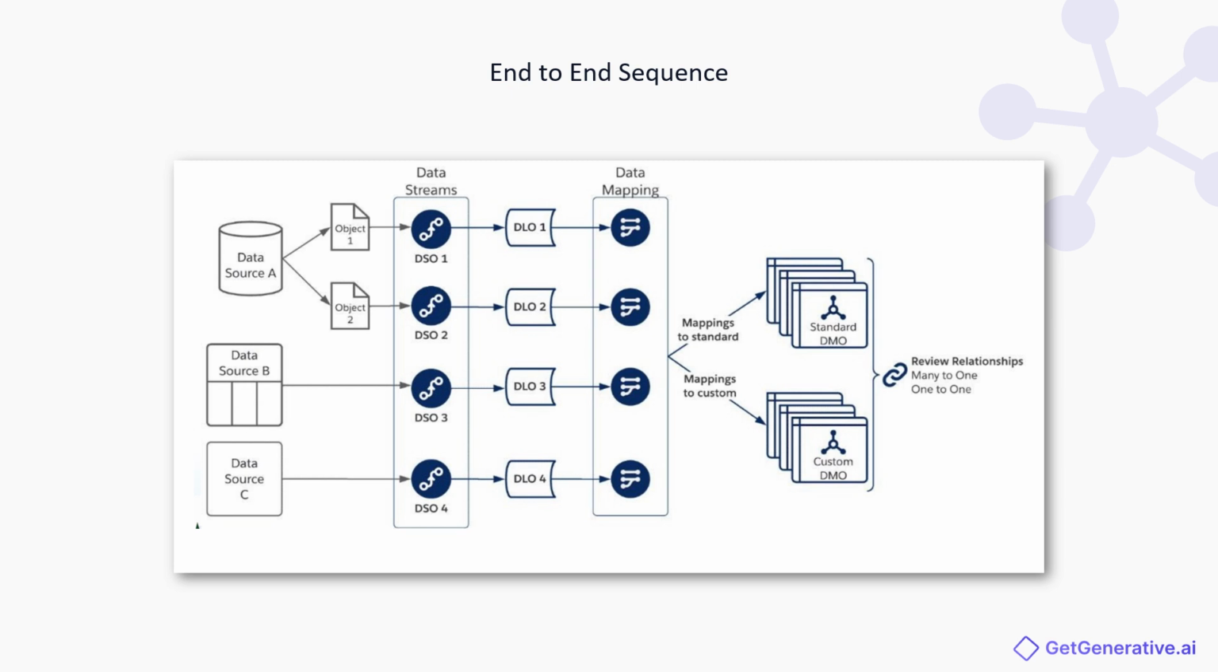Then we perform a mapping. In between, if you need, you can also have data transformation, which we did for our use case. And then the mapping is eventually to the standard data models or the custom data models. So your multiple data sources are being mapped to fewer data models. It can be standard, it can be custom. And again, the data models can be related to each other as well, in many-to-many, many-to-one, or one-to-one relationships.